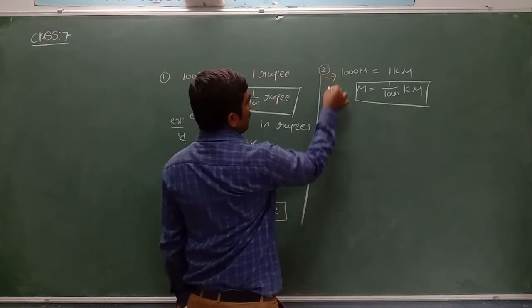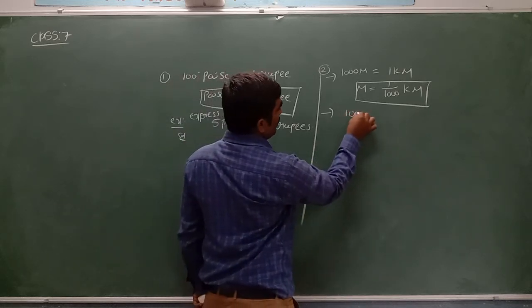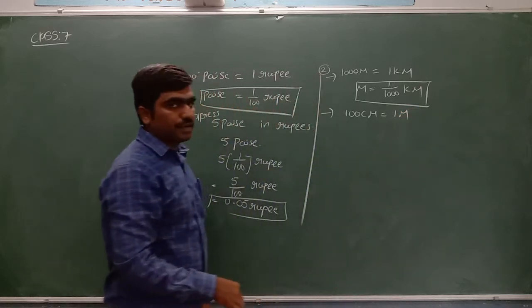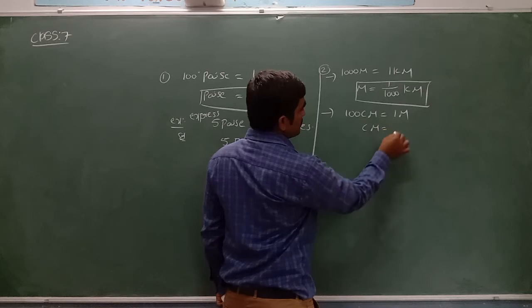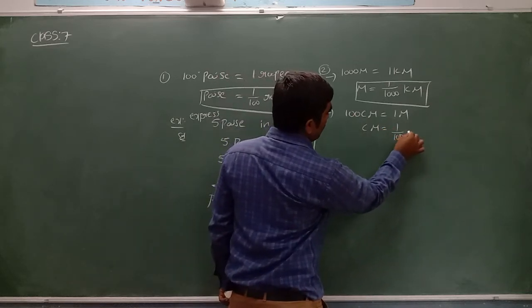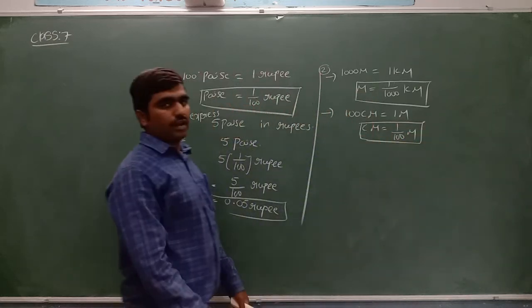Similarly, we know the comparison between centimeter and meter. 100 centimeters is equal to 1 meter. Now a centimeter is equal to how many meters? Dividing by 100, 1 by 100 meter. A centimeter is equal to 1 by 100 meters.